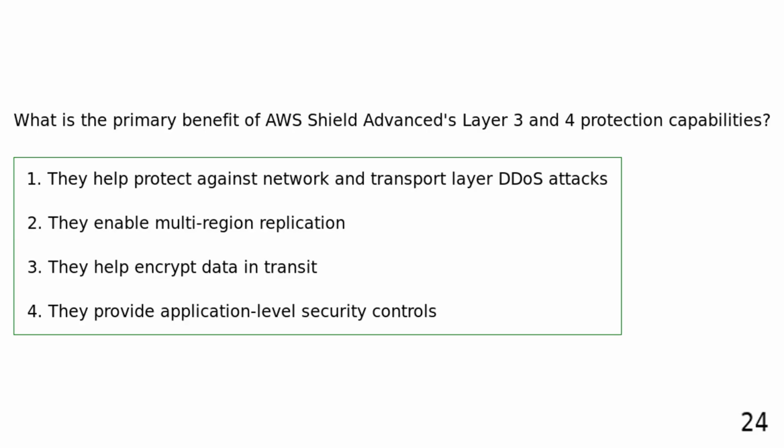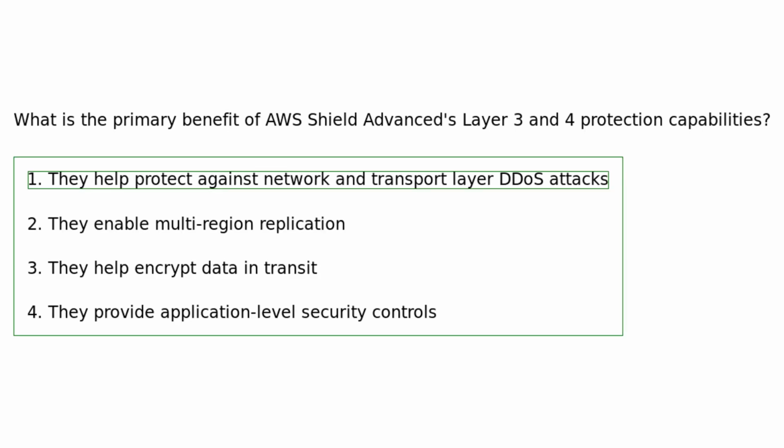What is the primary benefit of AWS Shield Advanced's Layer 3 and 4 protection capabilities? They help protect against network and transport layer DDoS attacks. They enable multi-region replication. They help encrypt data in transit. They provide application-level security controls. The primary benefit of AWS Shield Advanced's Layer 3 and Layer 4 protection capabilities is that they help protect against network and transport layer DDoS attacks, safeguarding applications from a wide range of potential threats.